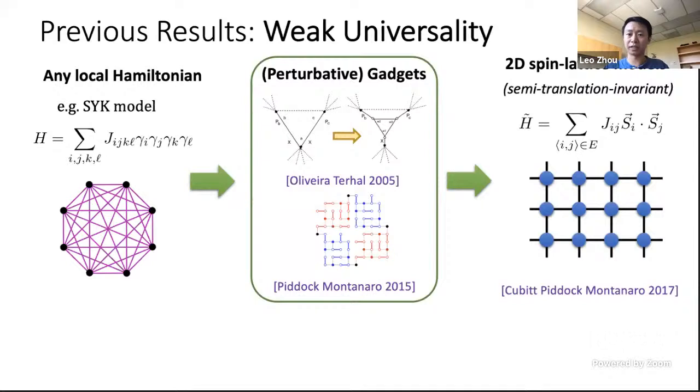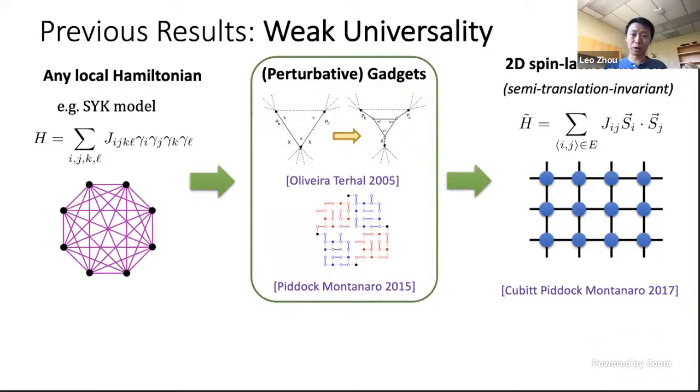These models are semi-translation invariant because all the interaction operators between pairs of sites are the same. In this case, you can choose them to be just a Heisenberg type interaction, while the interaction energy, Jij, varies spatially.